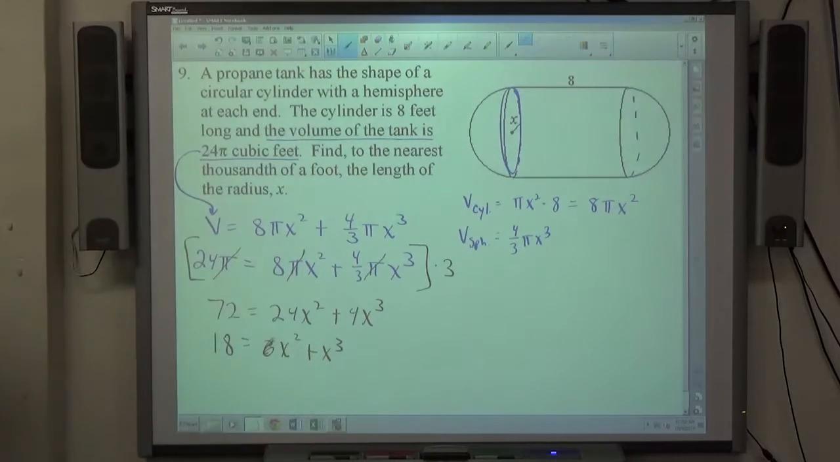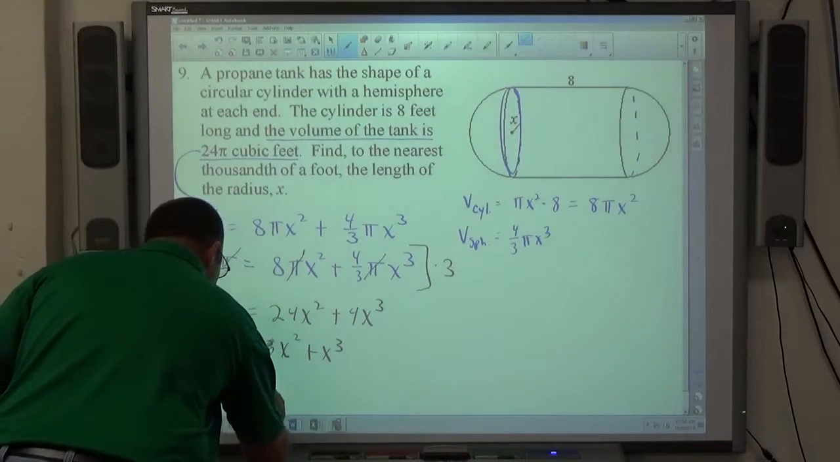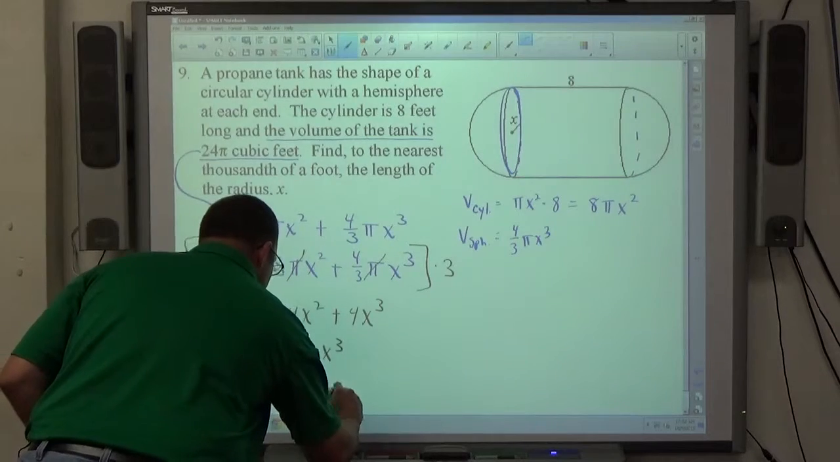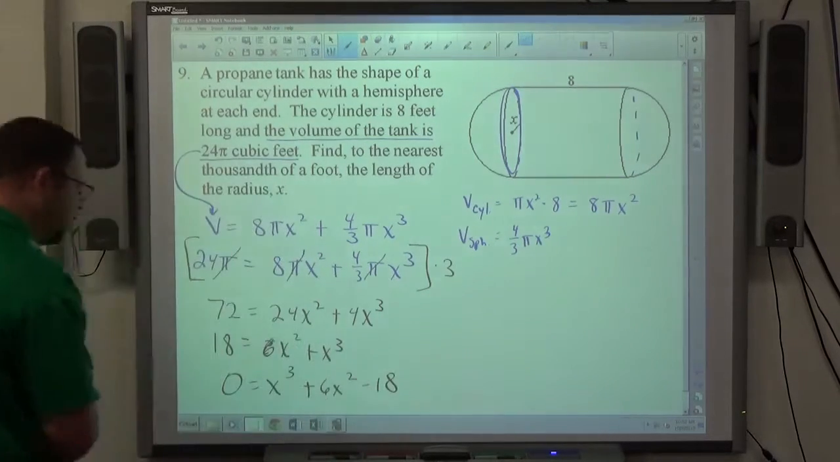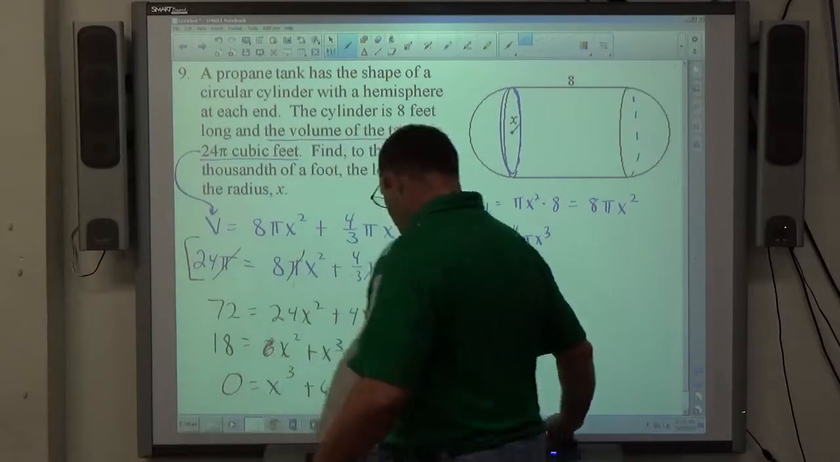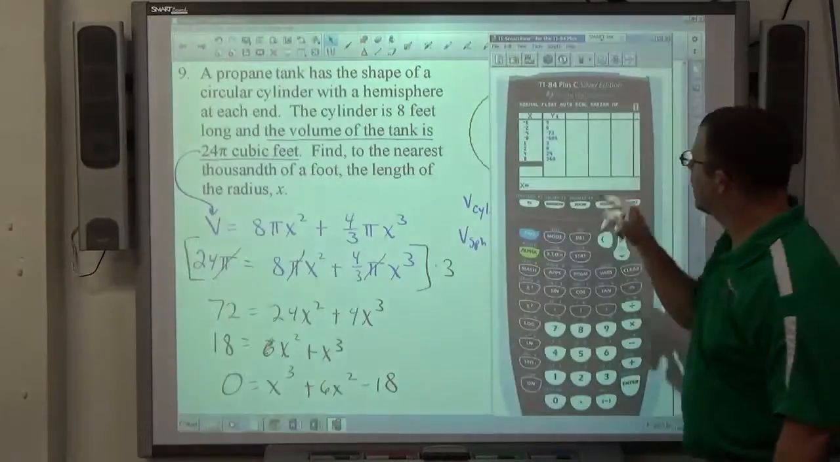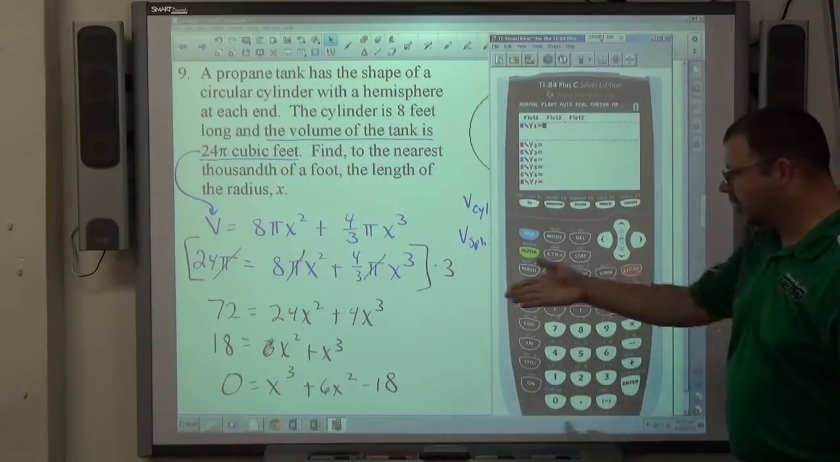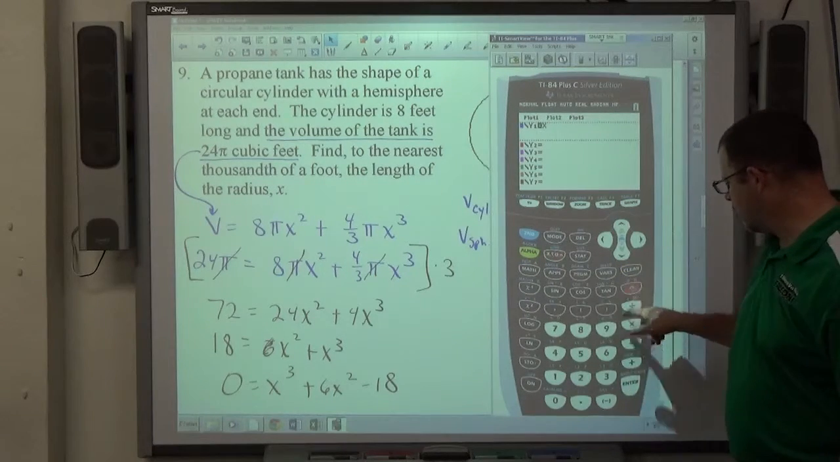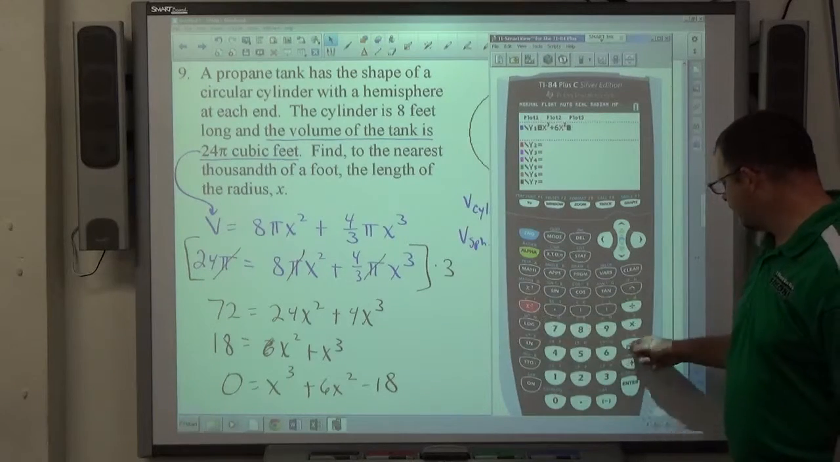Be as creative as you want, but you can just keep going through this. Our job is to determine what x equals, and the easiest way to find out what x equals is get the entire equation equals 0. So x cubed plus 6x squared minus 18 equals 0 is the simplest this equation can be. And once I get it equal to 0, I go back to my calculator, and I go back to y equals, and I enter the equation in x cubed, push to the right to get out of the power level, plus 6x squared minus 18.